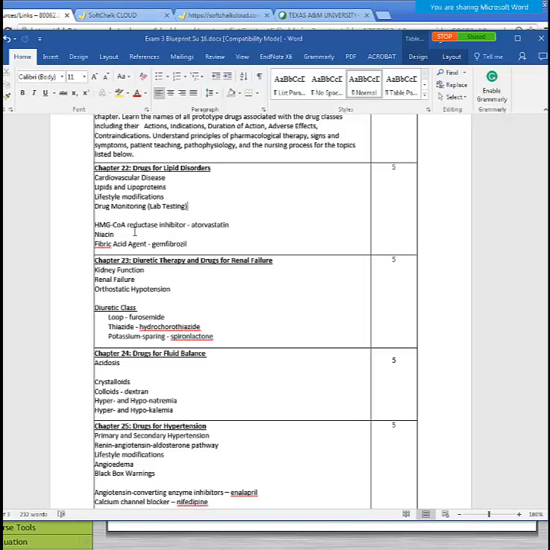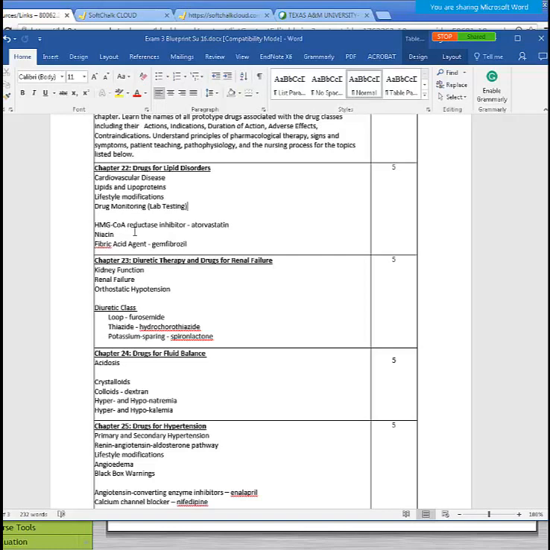Those are things that a safe nurse knows, not just that an ACE inhibitor has an indication for hypertension, but that an adverse effect is a chronic cough. You see what I mean? That makes sense.